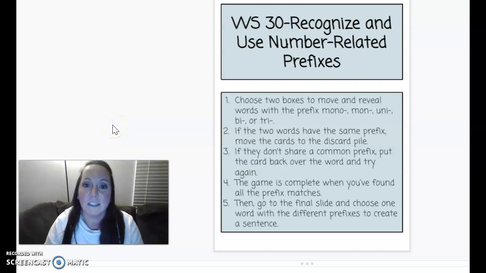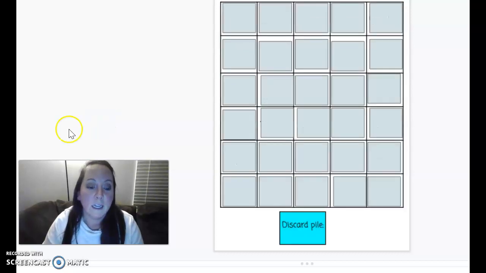Today during your phonics word study lesson, you recognized and used number-related prefixes. You used the prefixes mono, mon, uni, bi, and tri to represent 1, 2, or 3. Today, for your practice, you are going to play a prefix matching game.